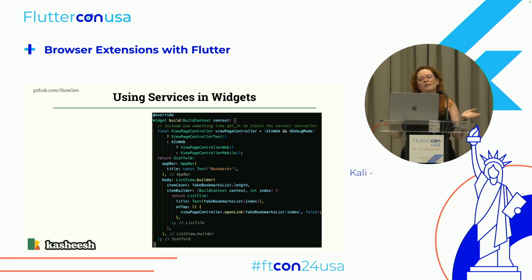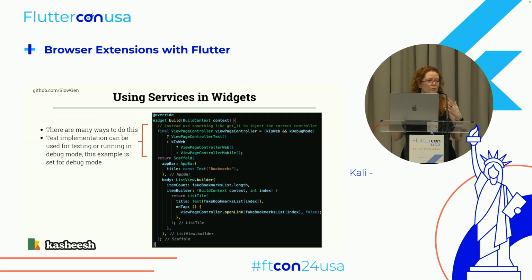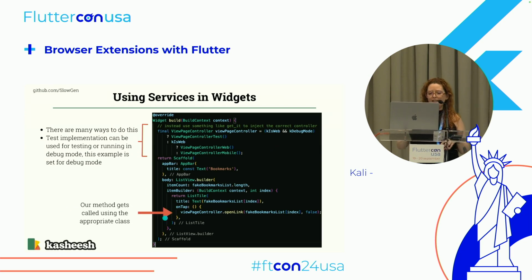And then here, using your services and your widgets, we all know doing the injected dependencies and service locators and all that stuff. I didn't do that here just so that you can see what's going on, but obviously use your favorite libraries to do that. As you can see up here, this is for rendering using the test implementation. I've got kIsWeb and kDebugMode. That ensures that you get that test implementation when you're running in debug mode. But again, do it how you want. And then down here, our open link that we created in our controller is using the appropriate implementation.